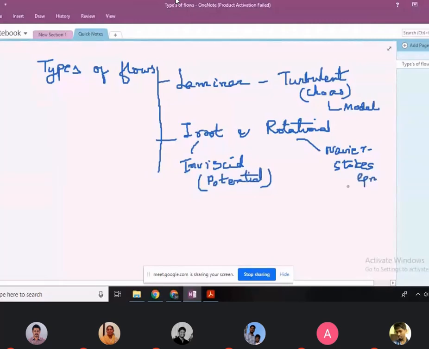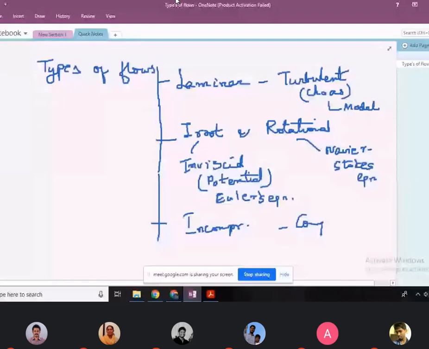So here, inviscid potential flow is Euler's equation. We have discussed all these things yesterday. Then we discussed compressible and incompressible flows.